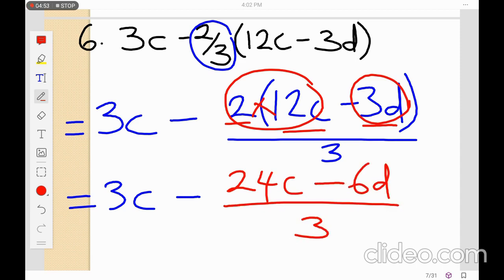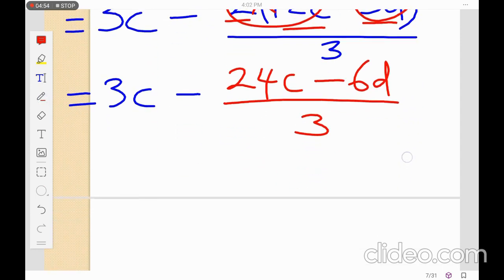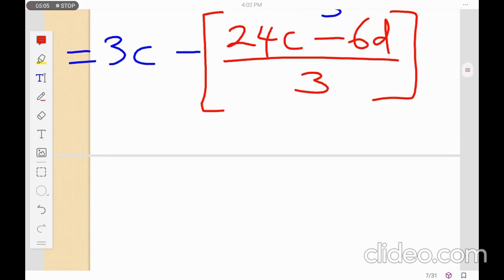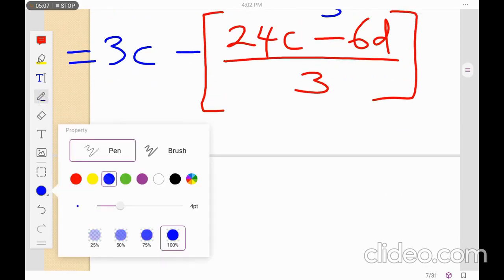Okay, now let's solve that part. So for this one, solving, now I'm dividing. So I'm still concentrating on this portion there. Okay, and I always remember that I have 3c down there at the start.